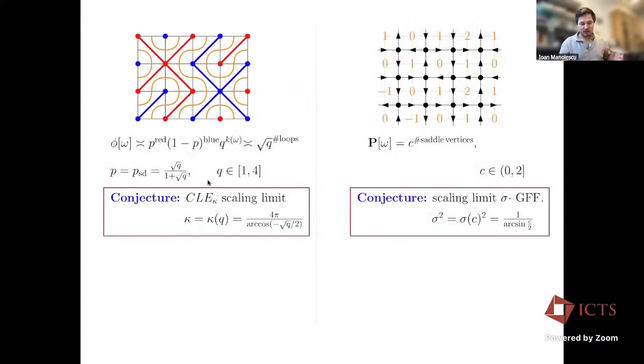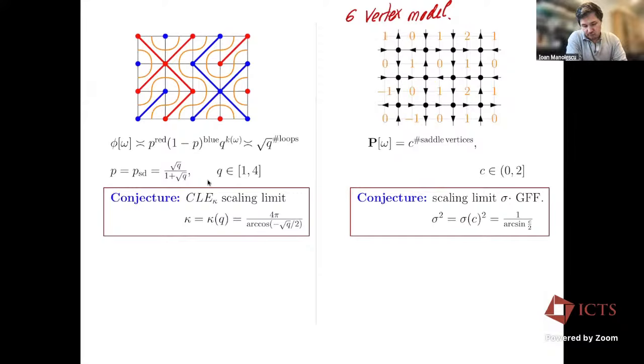So let me set the scene and explain the model of interest to us. We're going to mainly talk about the 6-vertex model that is here on the right. I introduced it last week. For those of you who weren't there, you can see it as a model of heights. You put heights on the faces of the square lattice, and the difference between adjacent faces is exactly 1. So it can be plus or minus 1.